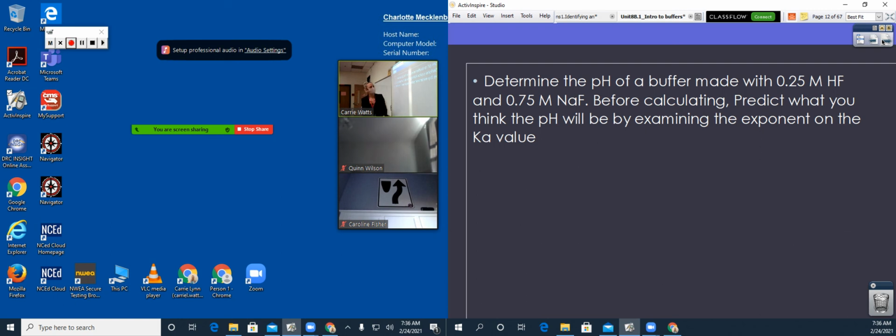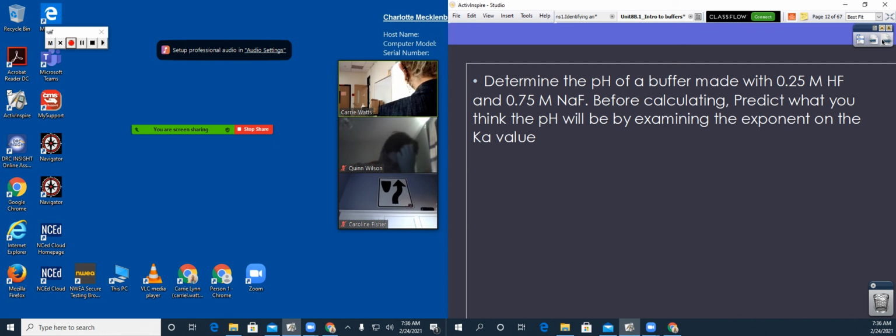Okay, so the question is to determine the pH of a buffer made with 0.25 molar HF and 0.75 molar sodium fluoride. Before calculating, predict what you think the pH would be by examining the exponent on the K value. Another way to estimate pH, which is good for AP, especially since you can't use calculators on the multiple choice.